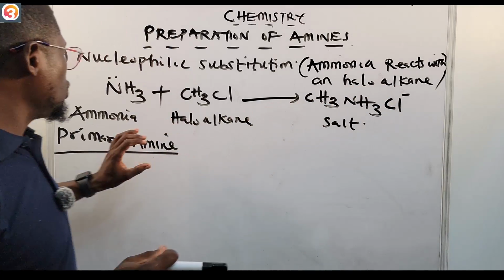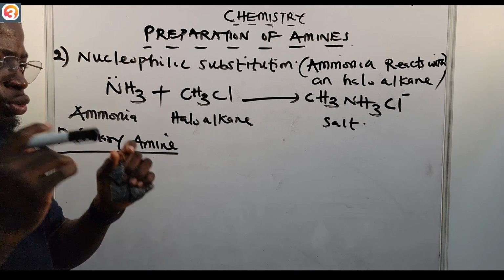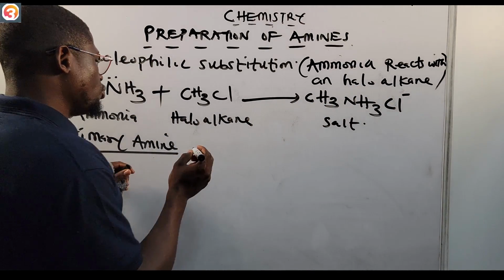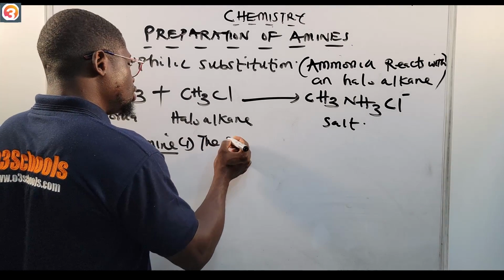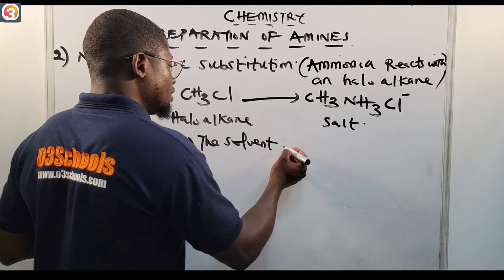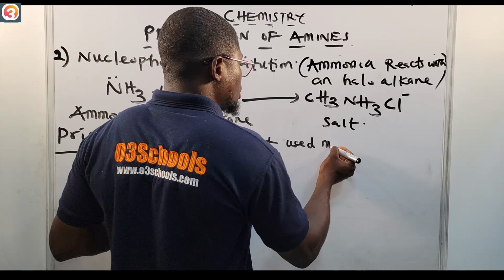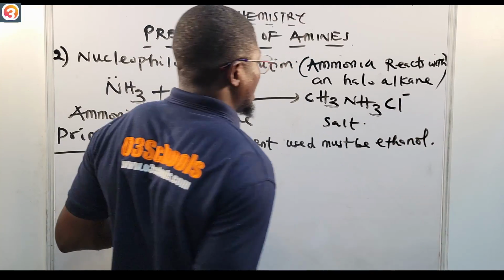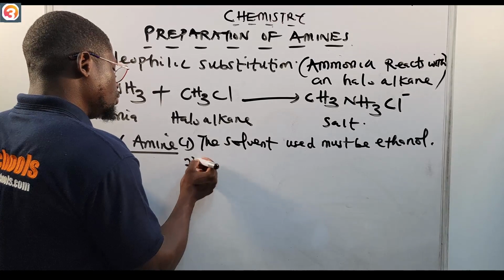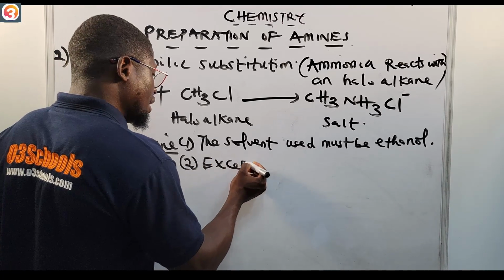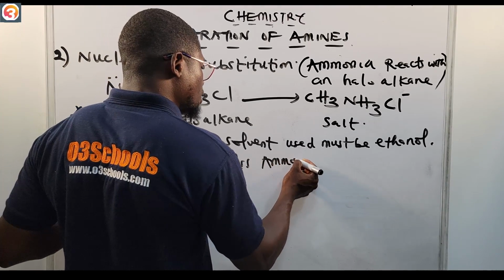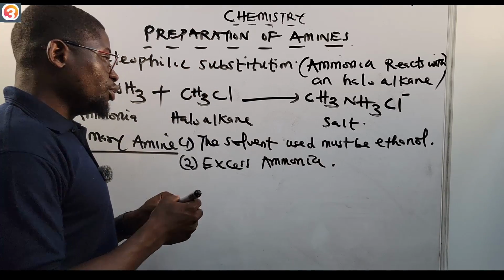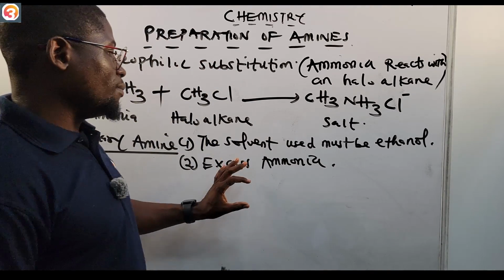So you substitute it, and then we now have a salt. If you want to prepare a primary amine, 2 conditions are very important. Number 1, the solvent used must be ethanol. Then number 2, we use excess ammonia. So number 1, ethanol, then number 2, excess ammonia.